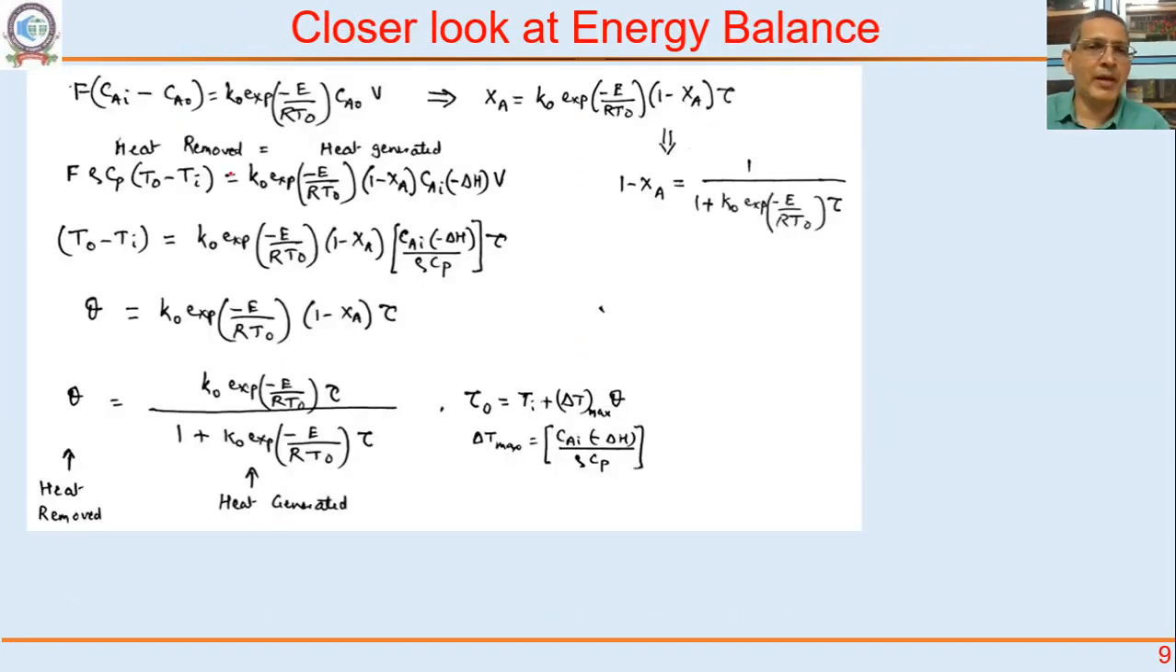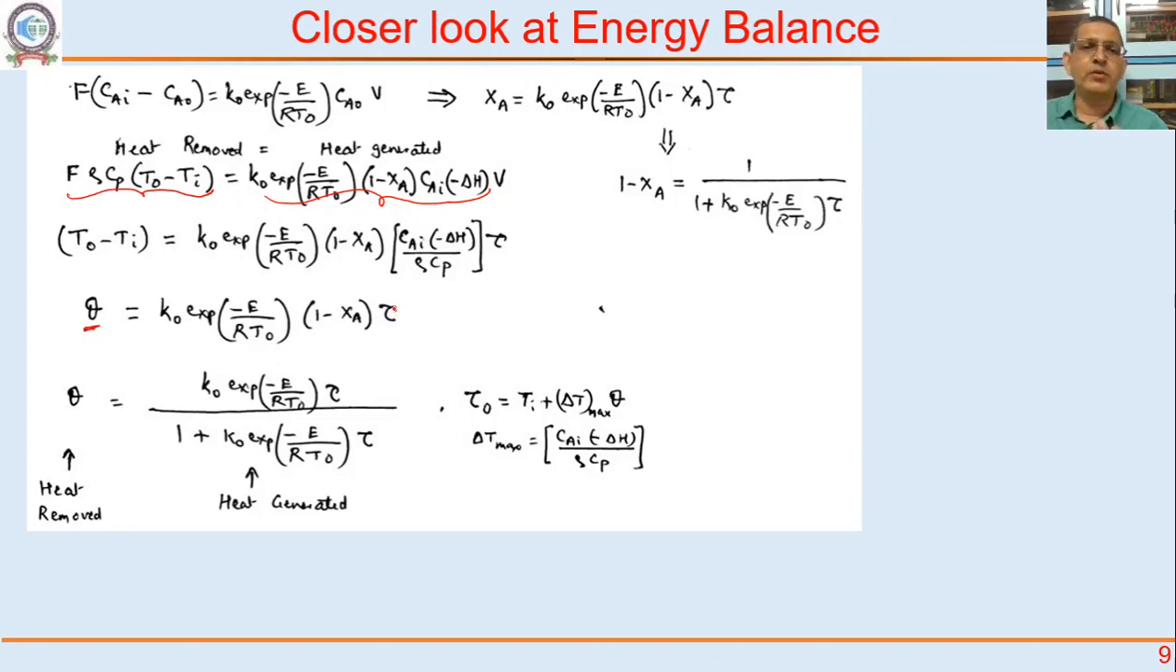Okay, this was our material balance equation, and this was our energy balance equation. So again, this is our heat removal rate and this is our heat generation rate. Let me rewrite this a little bit in terms of our dimensionless variables. So I bring this T naught minus Ti on this side, and this CAI delta H by rho Cp is our delta T max. Then we can divide by delta T max and write the left hand side in terms of theta, the dimensionless temperature rise, and K naught e raised to minus E by R T out, 1 minus XA, into tau.